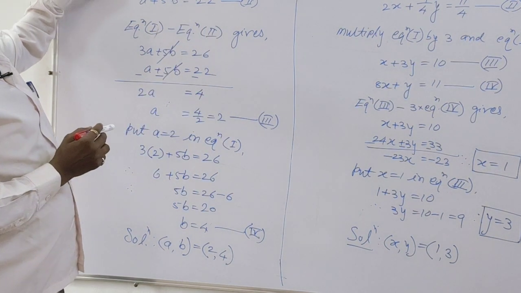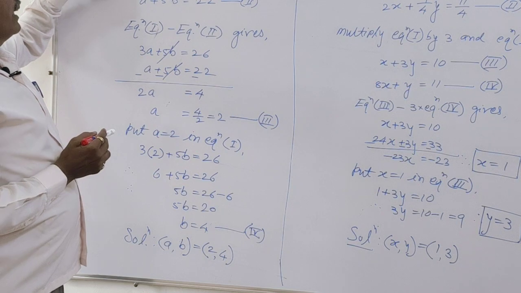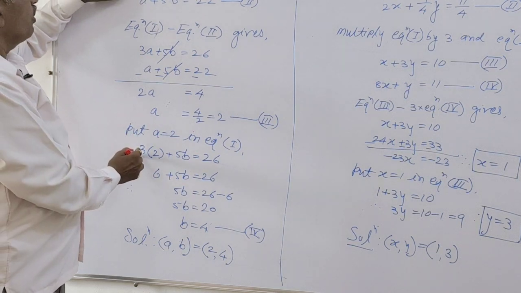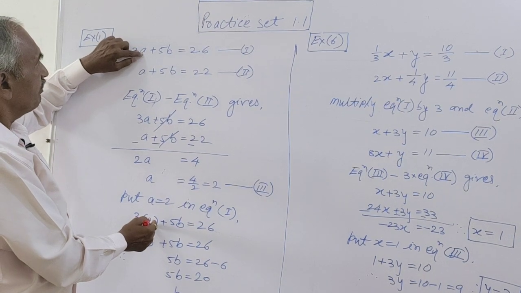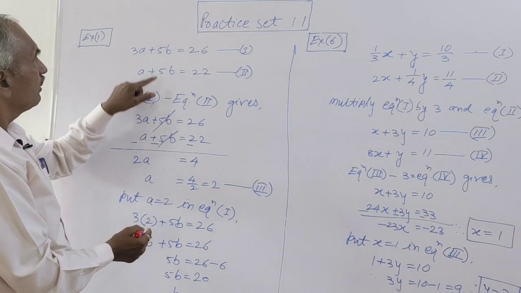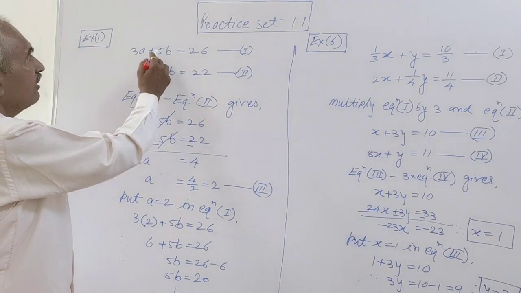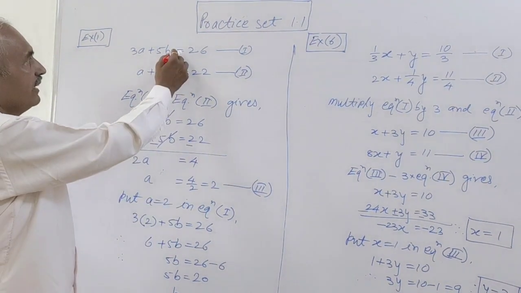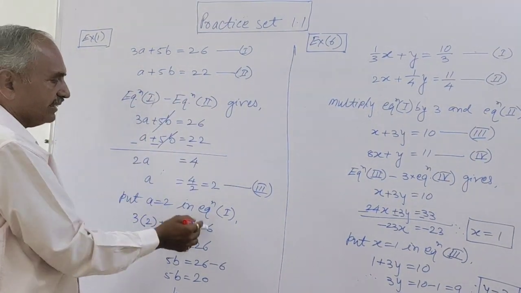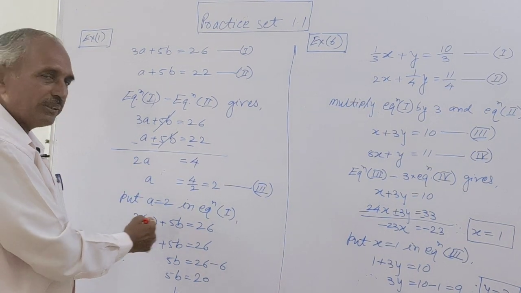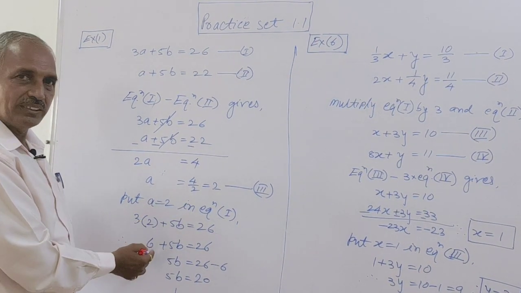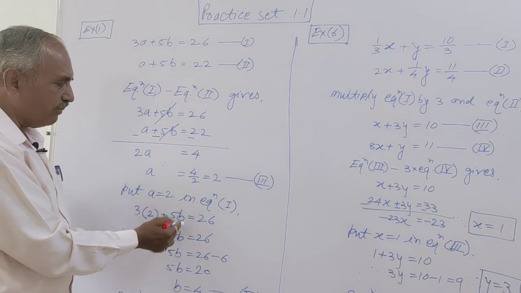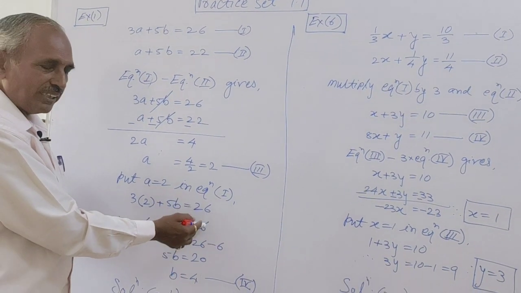So now I am looking at this equation. 3 as it is, the value of a I got as 2. So in place of a it will be 2, plus 5b as it is, equal to 26 as it is. Now let me solve this equation: 3 into 2 is 6 plus 5b is equal to 26.